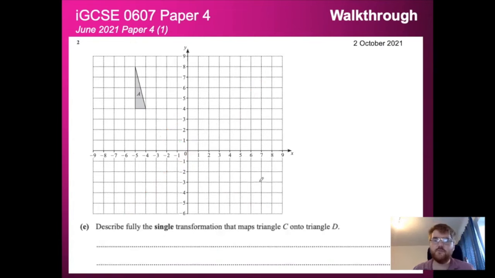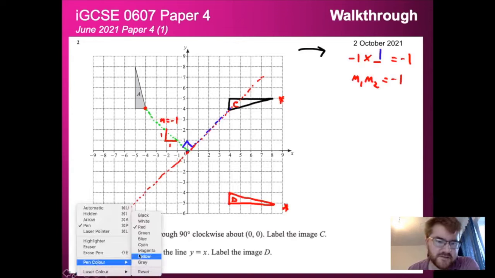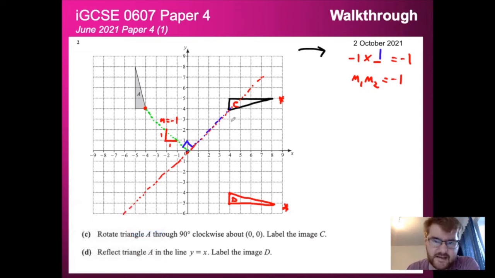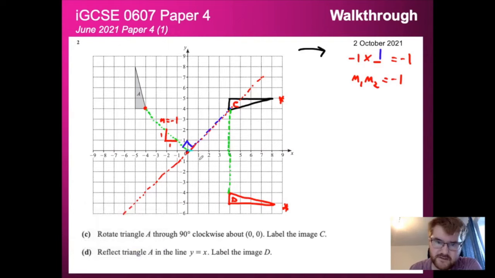And then the last question wants us to do the single transformation that maps triangle C onto triangle D. So the question is, how do we go from this shape here to this shape here? Well, you'll notice it's the same distance away from the x-axis. Notice this is a gap of 4 here, and this is also a gap of 4 here. So our reflection line is actually going to be the x-axis. So if I draw this down in a different color, lots of colors today.